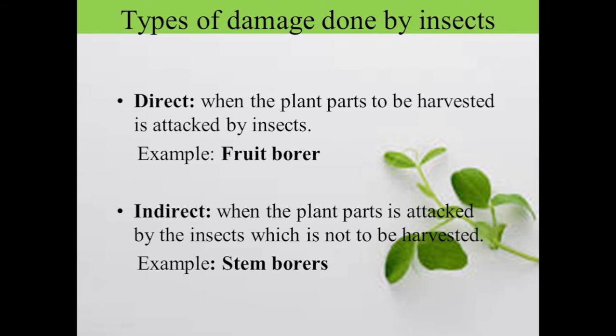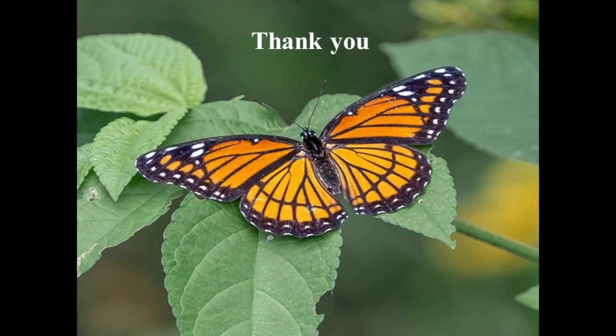There are different types of damage done by insects. These are direct damage and indirect damage. Direct damage is when the plant part to be harvested is attacked by the insect. For example, fruit borer. Fruit borer directly attacks the fruit part of the plant. Indirect damage is when the plant part attacked by the insect is not the part to be harvested. For example, stem borer. Thank you.